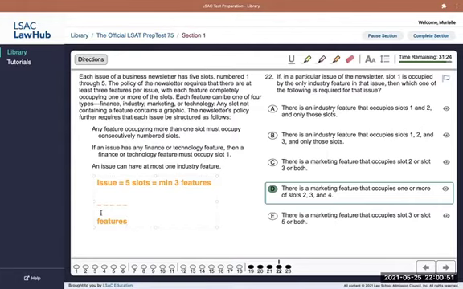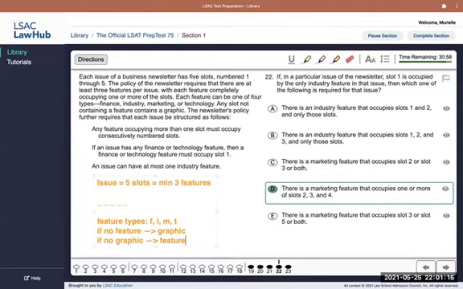Okay, so feature types that are possible are finance, industry, marketing, and technology. Those are the different types. Any slot not containing a feature contains a graphic. So if no feature, then graphic. If no graphic, then feature.